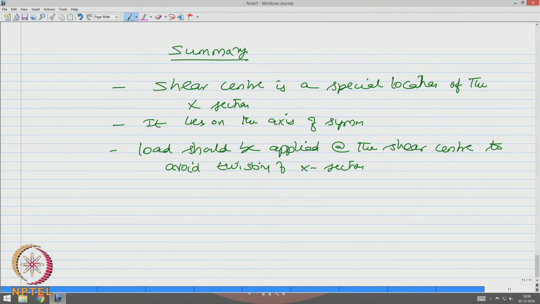We have seen examples to estimate shear center for sections which have one axis of symmetry, because the shear center will lie on that axis. We will also take up examples to estimate or locate the shear center where there is no axis of symmetry, how they can be obtained, in the next lecture.